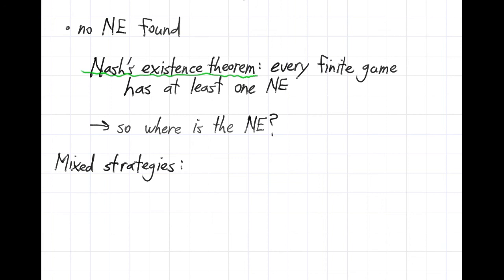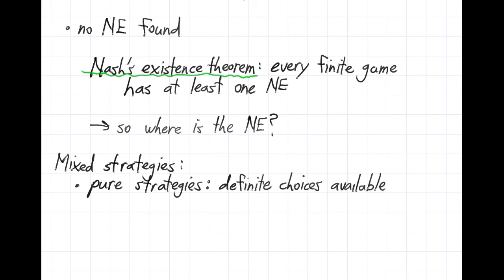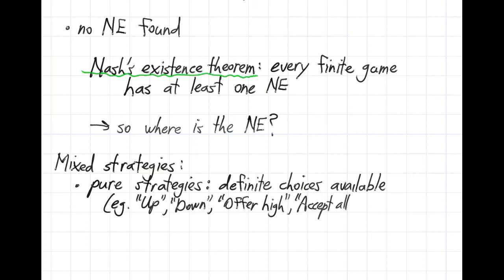And let me, for contrast, define another term, pure strategies. Pure strategies are the definite choices available to the players. So some examples we've seen in the past, we've talked about up versus down. When talking about the ultimatum game, we talked about the strategies, for example, offer high, also accept all was another one. And in Sotto versus Blotto, some examples are attack city 1 or let's say defend city 2. Those are examples of pure strategies.